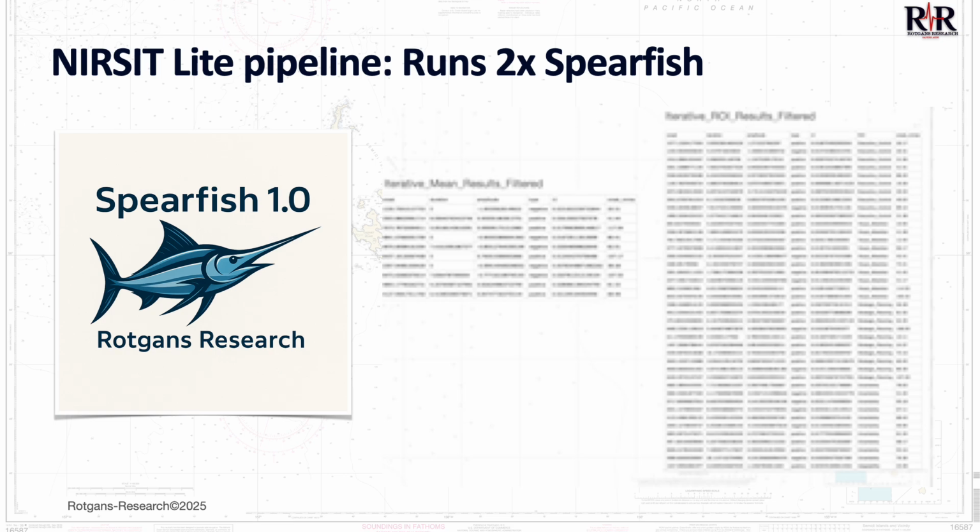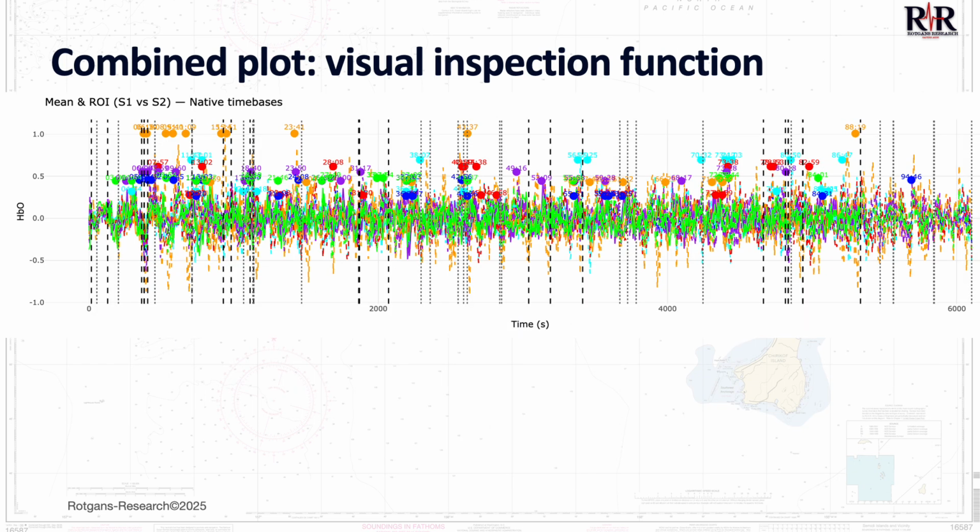CLH NIRSIT Lite pipeline. We run 2 parallel Spearfish pipelines, one for each NIRSIT device. Each pipeline detects meaningful brain activation events for that operator, either in real time or post hoc. We then align the 2 timelines so we can see not just when each operator is active, but how their activations relate to one another. This alignment is what turns 2 separate brain recordings into a true crew-level hyperscanning analysis, letting us quantify coordination patterns between operators.